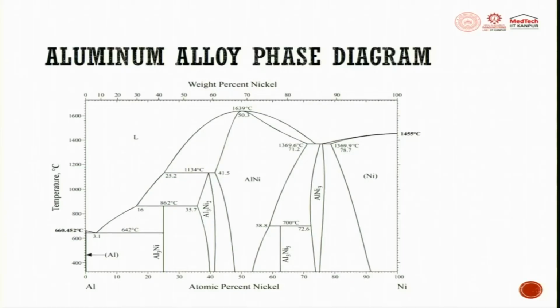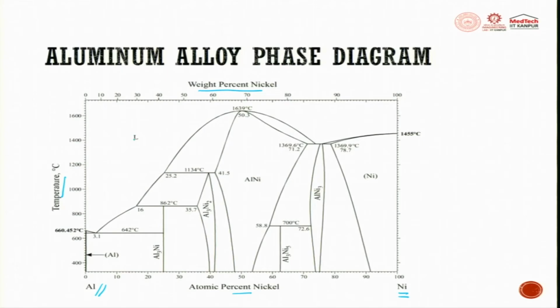Next, when we move into aluminium alloy phase diagrams, you can see weight of nickel percentage is given here. So, you have temperature, you have atomic percentage of nickel. This is used for aluminium and nickel. This side is nickel and this side is aluminium. I have just taken one particular alloy as an example.